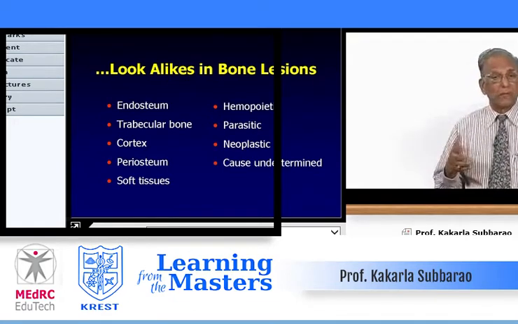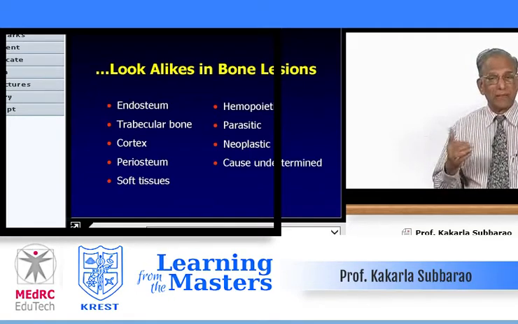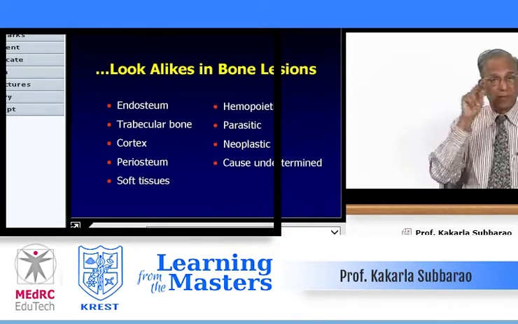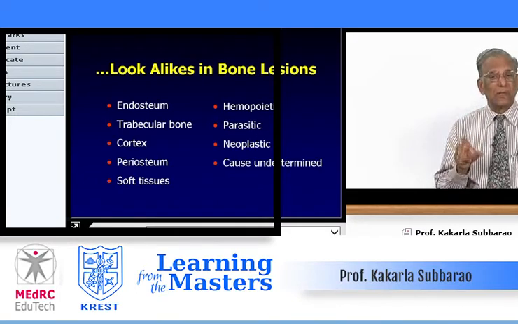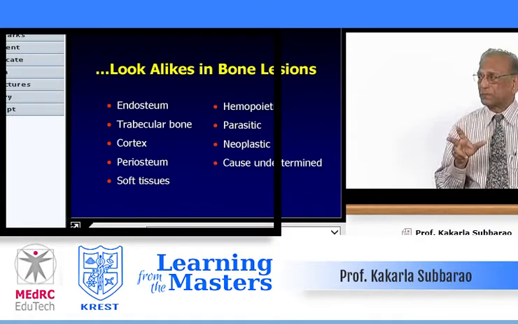And then soft tissues. Soft tissues, are they calcified? Are they dense? Are they lucid? And soft tissues, are they a localized soft tissue swelling? Or a diffuse spindle-shaped soft tissue swelling? So that is important to note about the nature of the soft tissues.